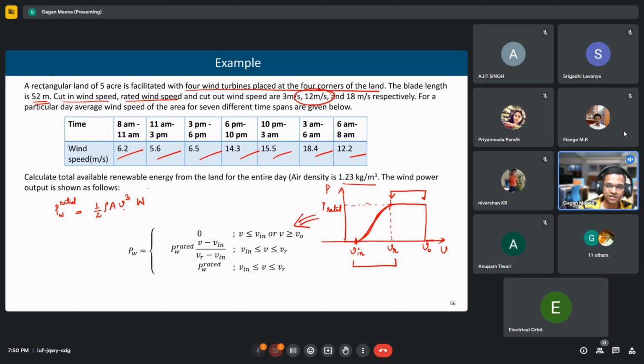So we have to substitute this, and area, how are we going to calculate area? Area is pi r square. So blade length is given, so R is this 52 meter. So can you calculate this rated power? Let us see whether you are able. Substitute all these values. Pi, this is 52 square.